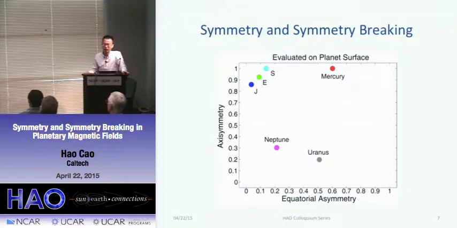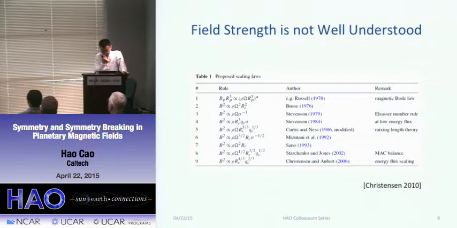Uranus and Neptune seem to be in a state where it's not axisymmetric and not equatorially symmetric. And Mercury is the only one on the upper right corner. So this is really about the geometry. And the magnetic field of planets actually spans a wide range of strengths. Mercury is about 300 nanotesla on the surface. Jupiter is about 400,000 nanotesla on its surface.